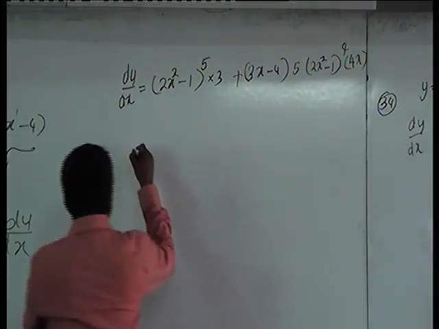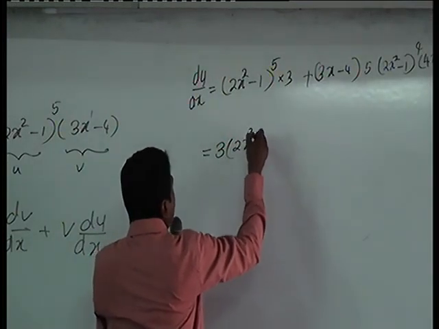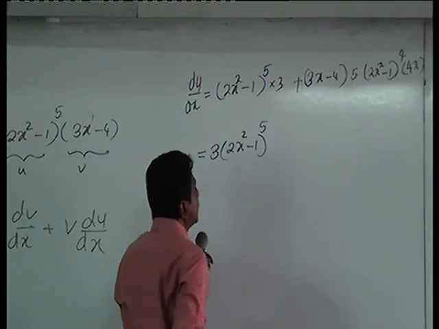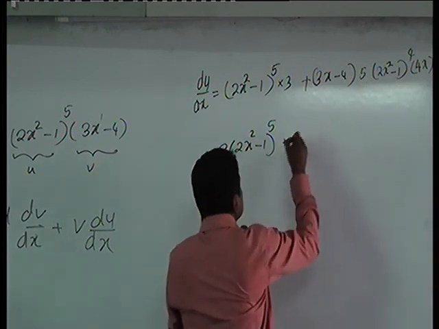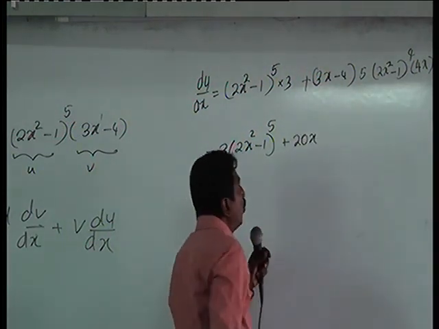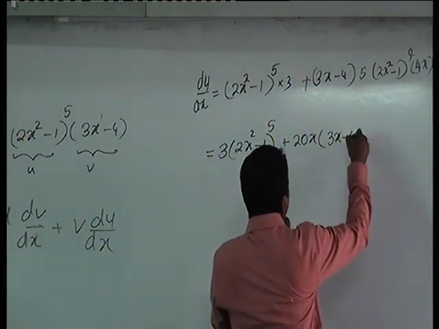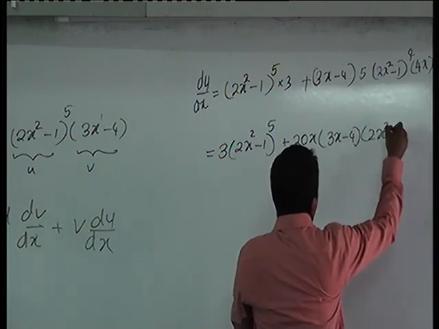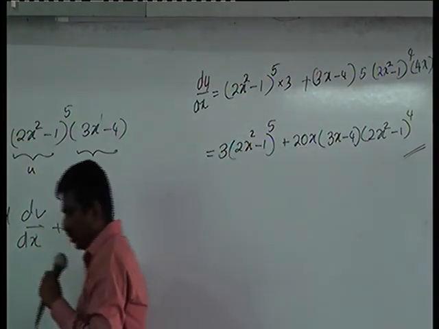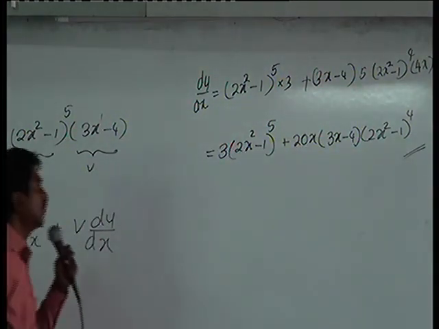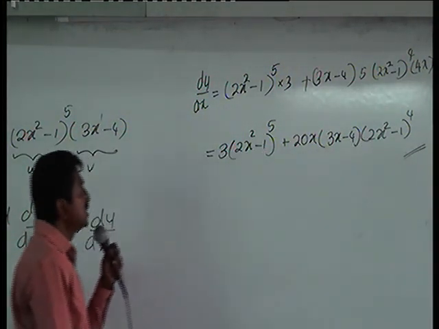So nothing much. I can simplify here. Take 3 in front: 3 times 2x squared minus 1 to the power 5. That's the first part. Second part, you can observe this is 4x and 5, plus 20x. 4x into 5 is 20x, and the two brackets, 3x minus 4 and 2x squared minus 1 to the power 4. So that's it. I don't want to simplify because it's not suitable, because the power 5 and the power 4 are there. So keep the answer like this. So it's the differentiation of this function.